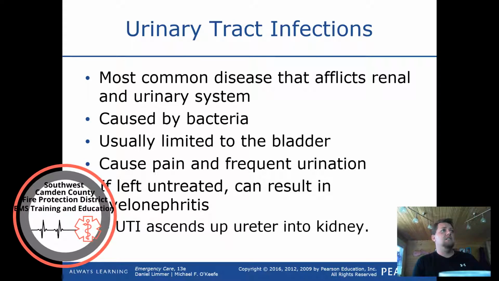Urinary tract infections. These are the most common conditions that affect the renal and urinary system. I'm sure most of us have had a UTI at one point or another. It's caused by bacteria and is usually limited to the bladder. It can cause pain and frequent urination, and if left untreated, it can result in pyelonephritis, as the UTI ascends up the ureter into the kidney.